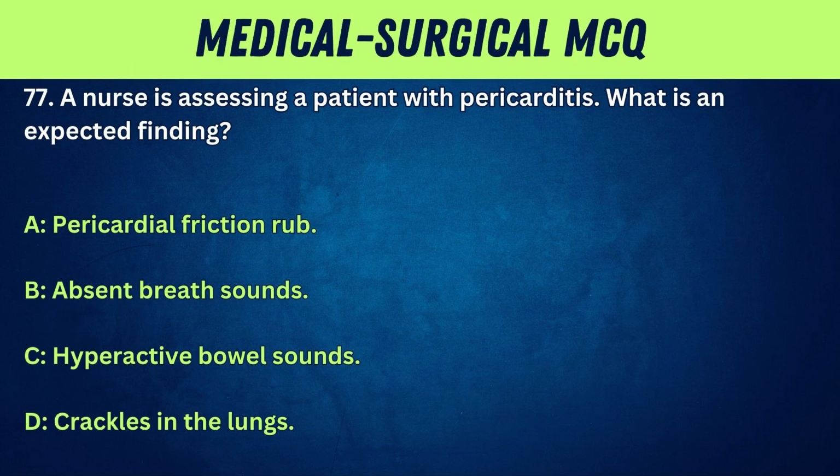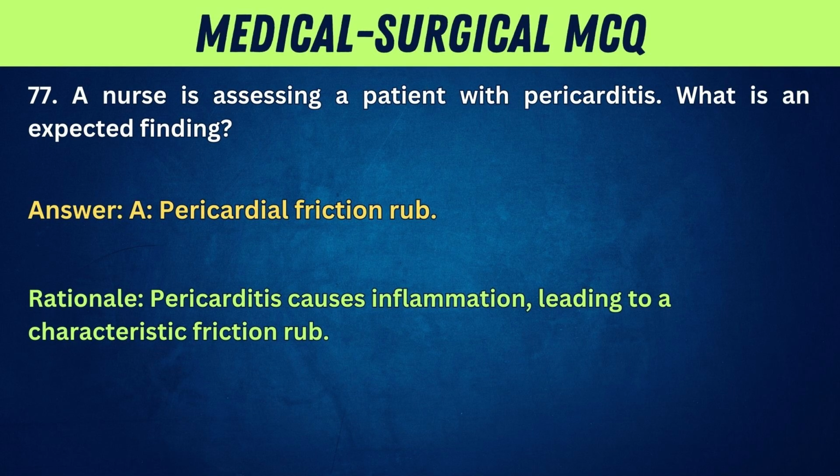77. A nurse is assessing a patient with pericarditis. What is an expected finding? A. Pericardial friction rub. B. Absent breath sounds. C. Hyperactive bowel sounds. D. Crackles in the lungs. Answer: A. Pericardial friction rub. Rationale: Pericarditis causes inflammation, leading to a characteristic friction rub.